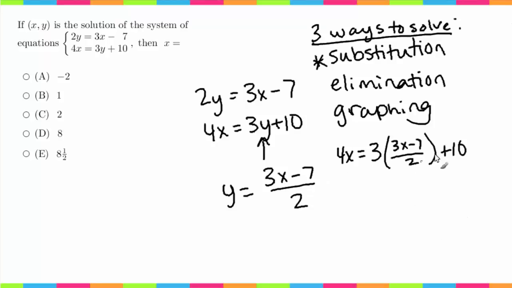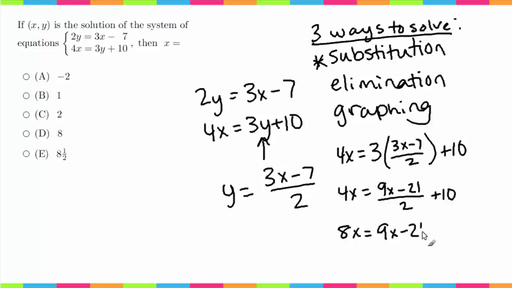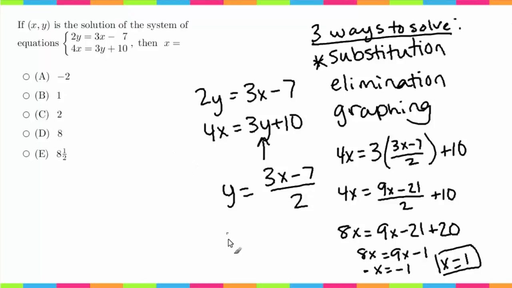Now all I have to do is just solve for x. So I'm going to distribute this 3 in. So 3 times 3 is 9. 7 times 3 is 21. Okay, now I want to get rid of this 2. So to do that, I'm going to multiply everything by 2. So I'm going to get 8x = 9x - 21 + 20. Now I'm going to combine like terms. 8x = 9x - 1. I'm going to subtract my 9x. So minus x = -1, and therefore x = 1. So now it looks like our answer is going to be choice B.